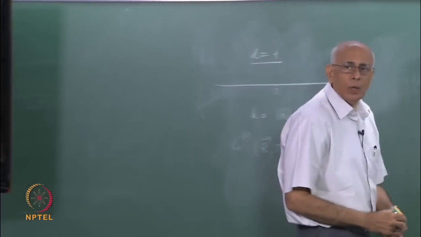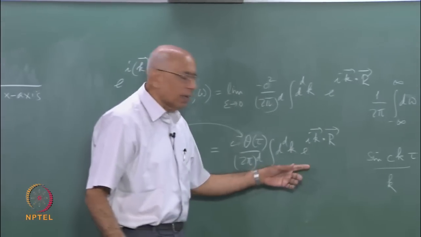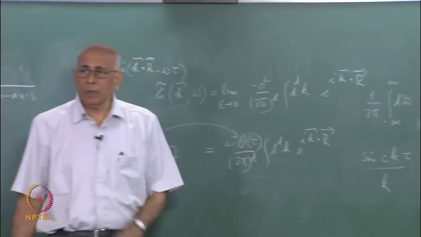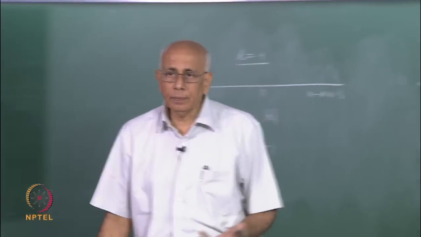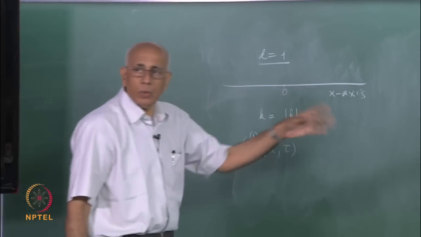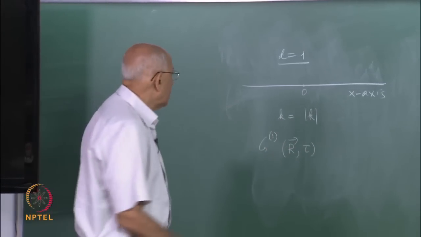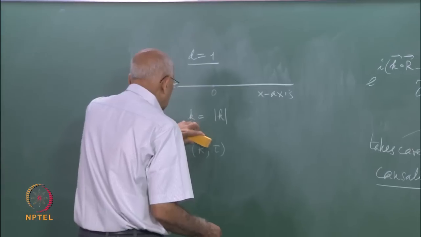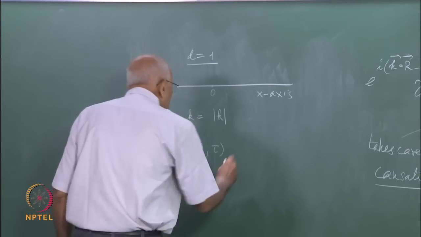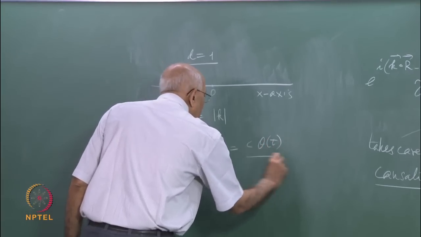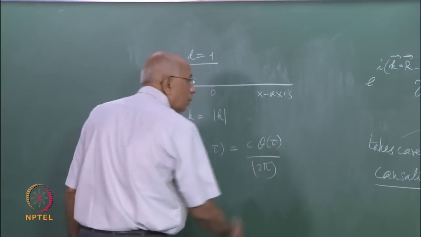By now it should be fairly obvious to you from previous experience that the answer is going to be a function only of the magnitude of this vector r, because the whole thing is rotationally invariant. So not only is g a scalar, but it is also going to depend only on the magnitude of r. So we might as well write that down, but let me leave it as it is for a moment. Let me write it like this. G of r and tau is equal to c times theta of tau divided by 2 pi. It is in one dimension.